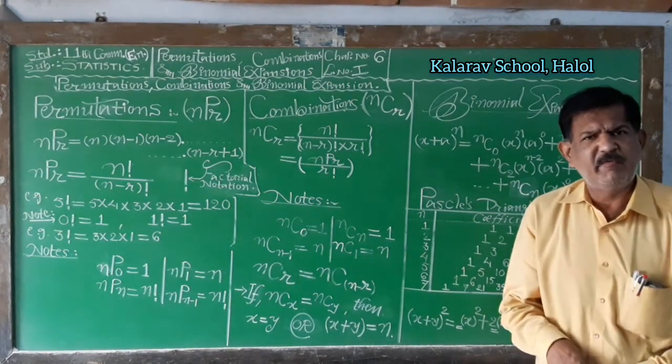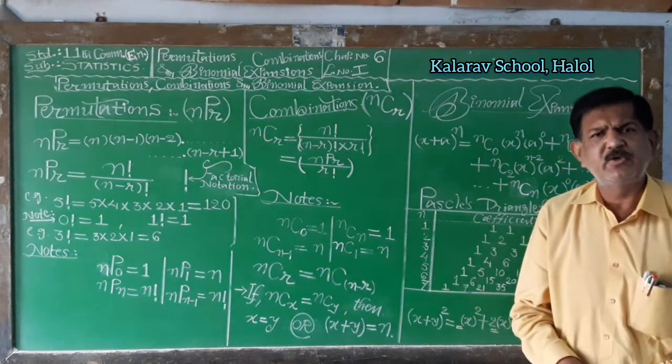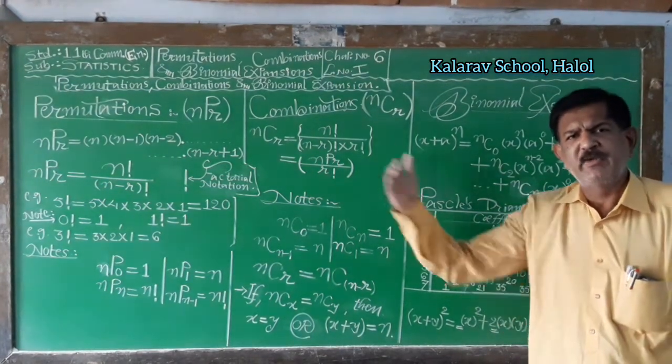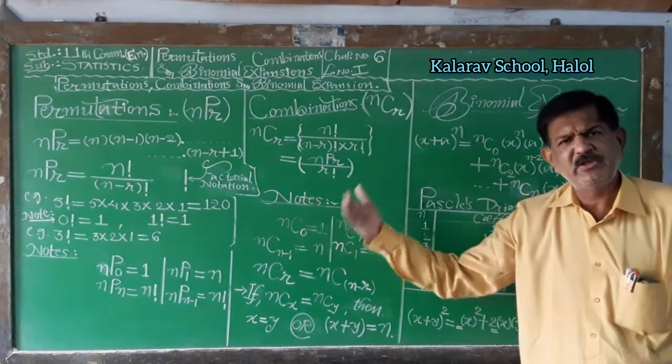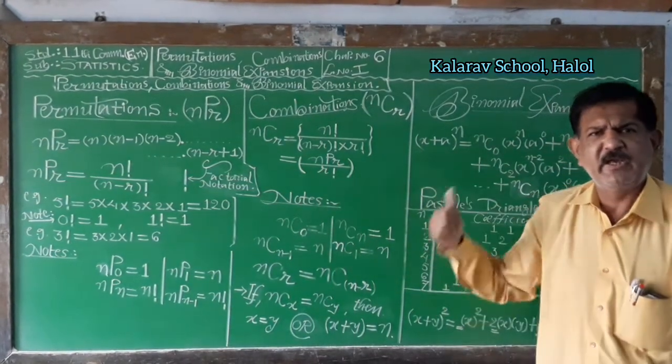From the next lecture onwards, in this chapter, we are going to start short examples based on permutations and combinations, and then we will take binomial expansion.